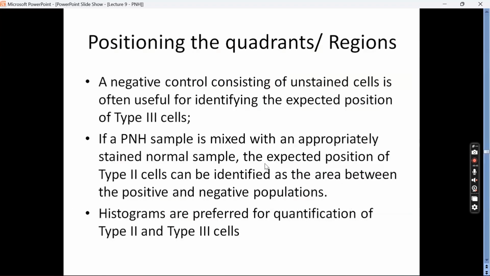Okay, so when you get a pure PNH patient where there is no expression of 55 or 59, you spike it up with some normal samples. So you get two clusters. One will be the type 1 of the normal RBCs, and you'll get type 3 of the PNH RBCs, and in between can act as a type 2. Once you have made this gate ready, you can use this template or protocol for acquiring the patient samples next time or the subsequent times.